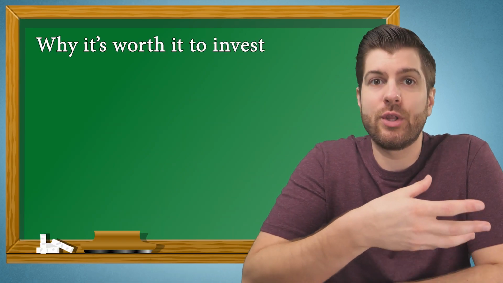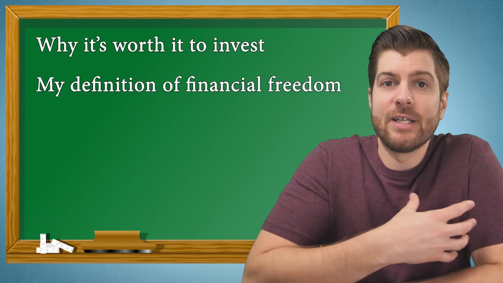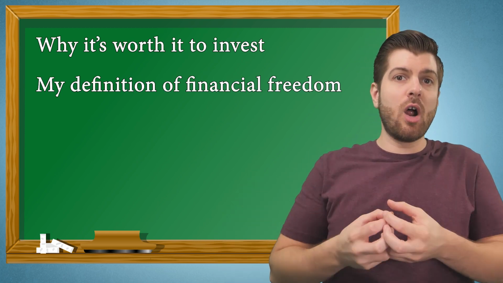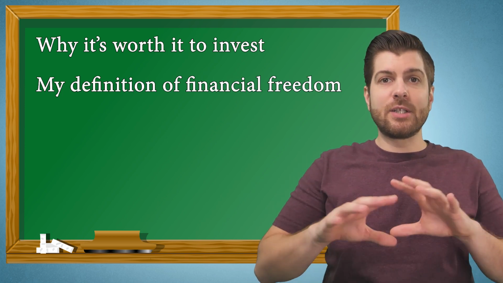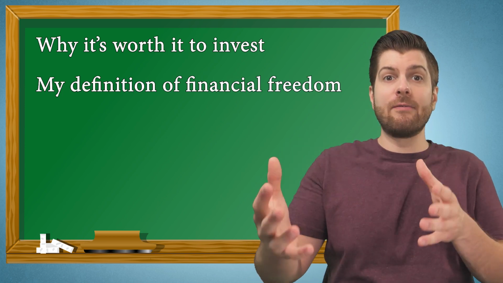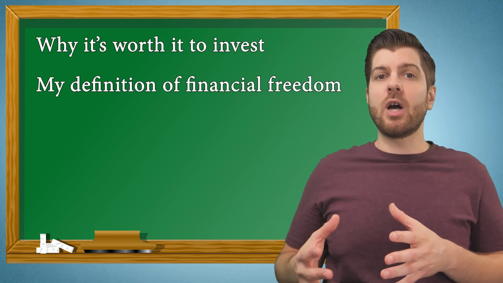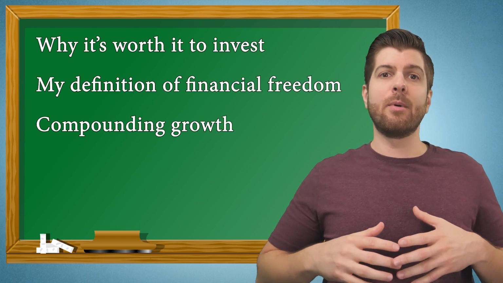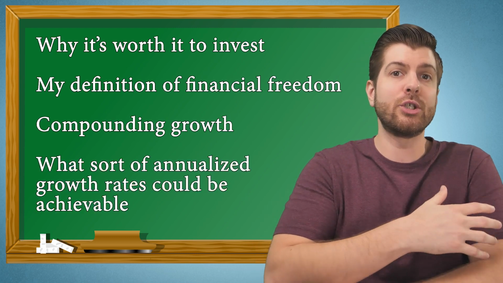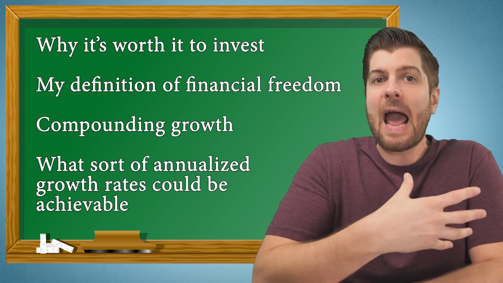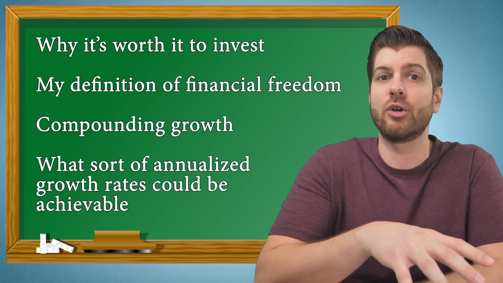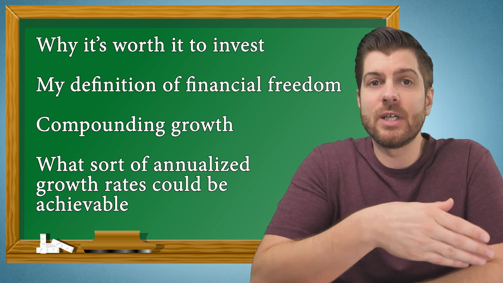All right, let's do a quick recap of what we've covered so far. We've talked about why it's worth it to invest. I've given you my definition of financial freedom. Remember, I said that for me, it's having enough money invested that you can draw from it the money you need to live, but the total amount still continues to grow forever in spite of me drawing from it. We've also talked about compounding growth and how it's the secret to building wealth. And just now, we've talked about what sort of annualized growth rates could be achievable for us by looking at how someone hypothetically would have done if they were to have just spread out their money across the 500 largest US stocks and held on over different periods of time.